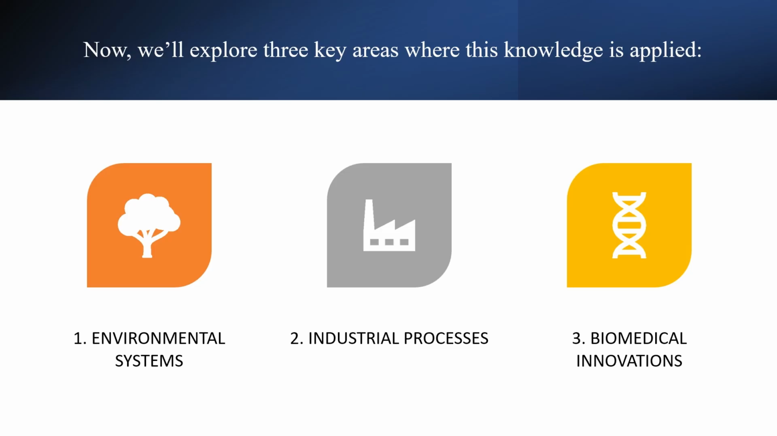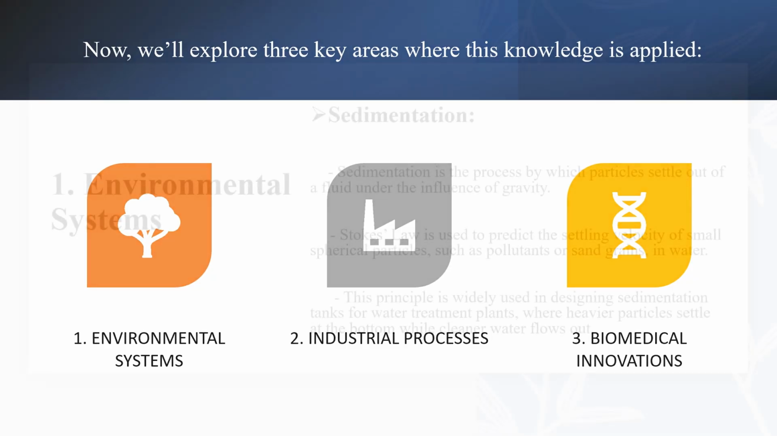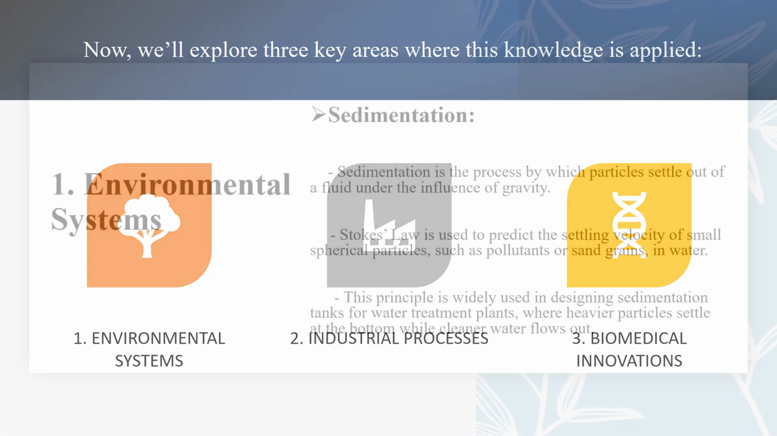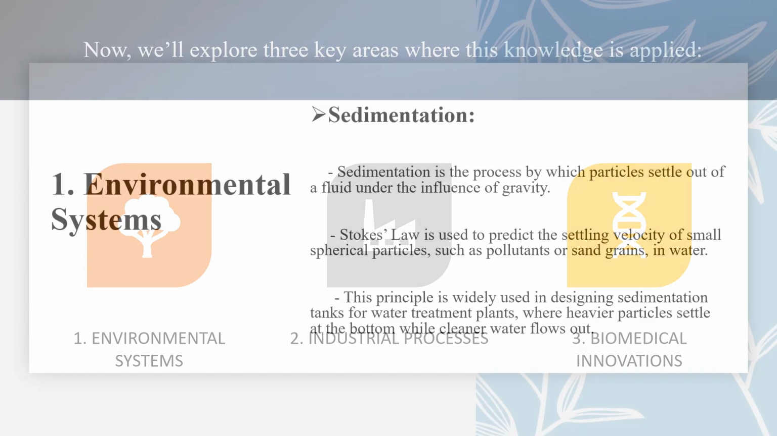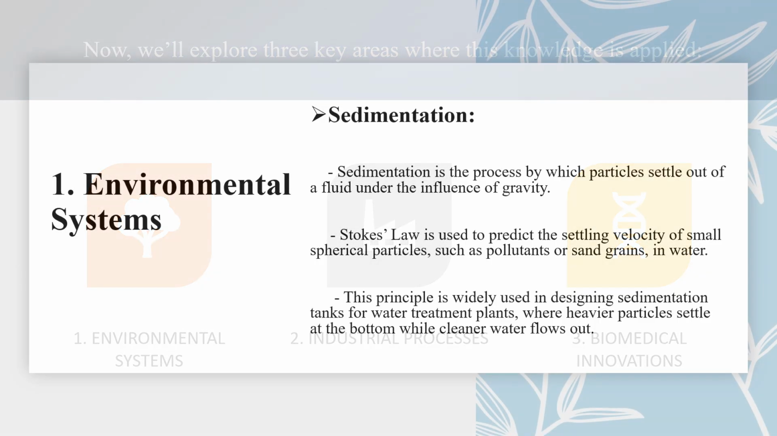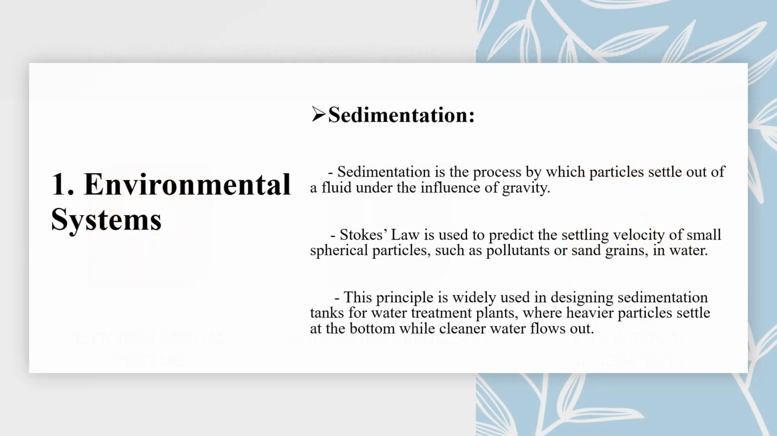Let's begin with how flow past the sphere applies in environmental systems. This system often involves natural or engineered processes where particles interact with fluid. Understanding this flow can help us design better systems for controlling pollution, understanding atmospheric processes, and more.